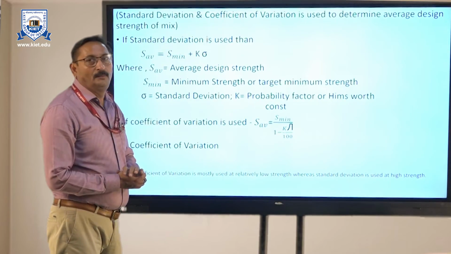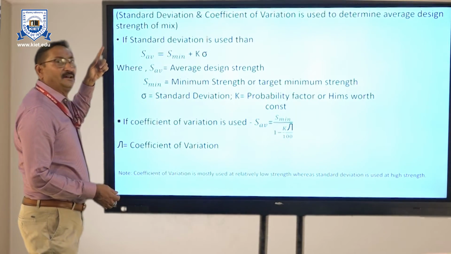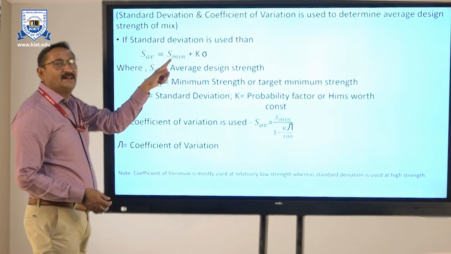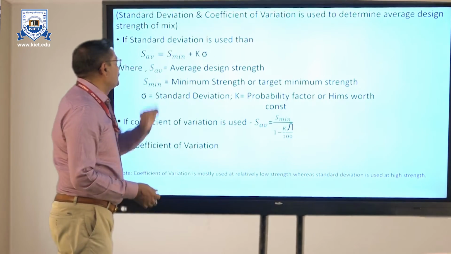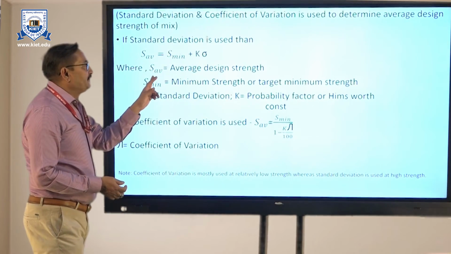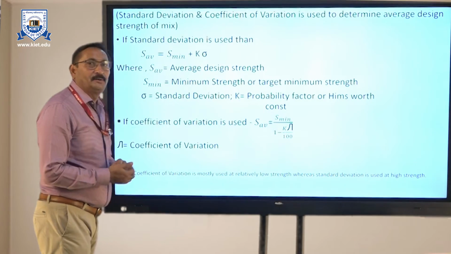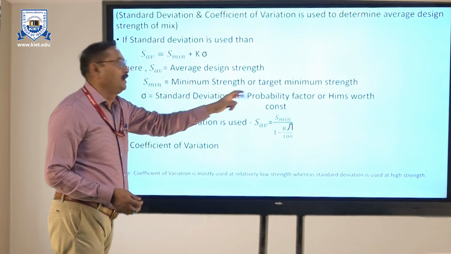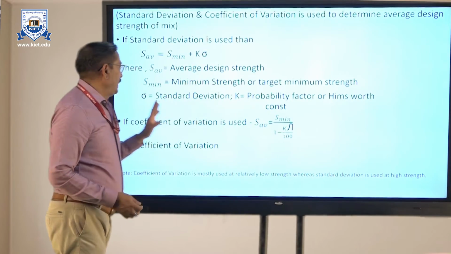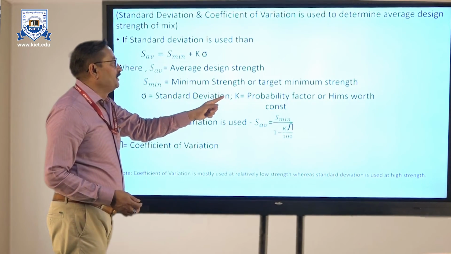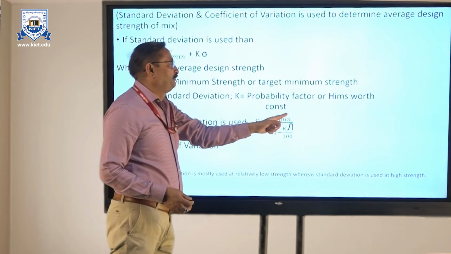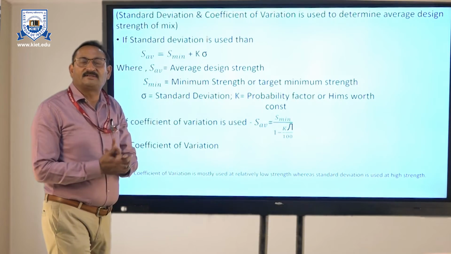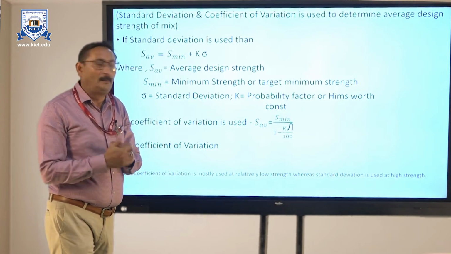Now you can see that standard deviation and coefficient of variation are used to determine the average design strength of the mix. If you have used the standard deviation method, in that condition, S average is equal to S minimum plus K into sigma, where S average is equal to average design strength, S minimum is equal to minimum strength, or you can say the target minimum strength, sigma is equal to standard deviation, and K is equal to probability factor or Himsworth constant, which can be taken from the IS mix design table or ACI table.